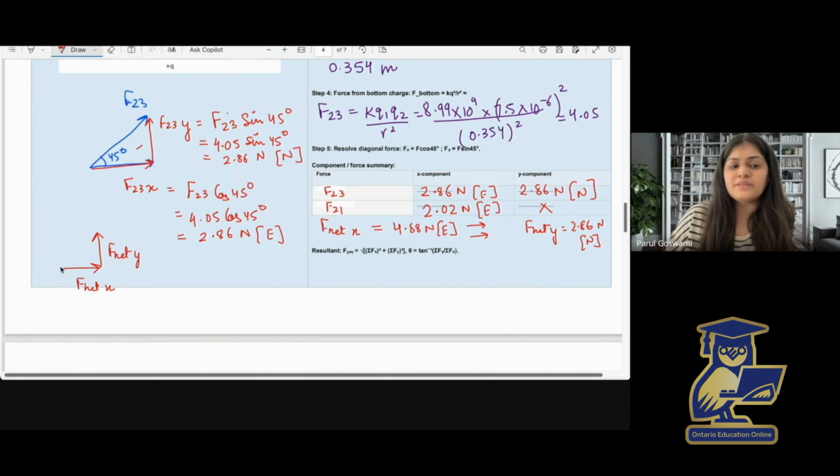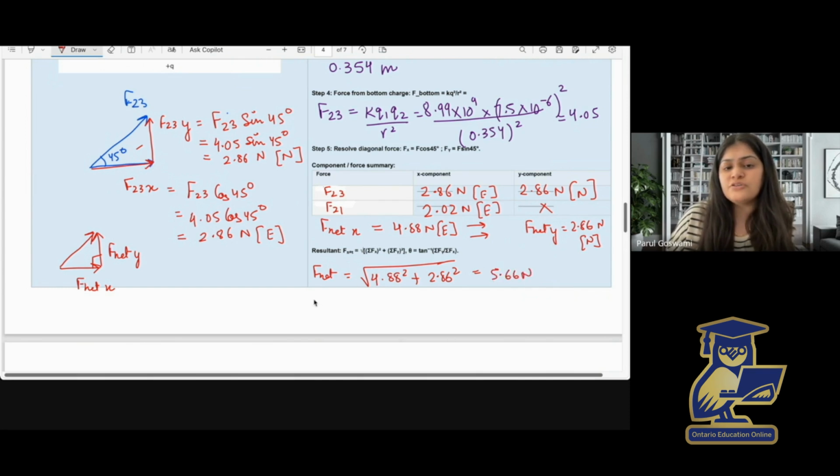And again, using the Pythagorean theorem, we can get the resultant, which is the hypotenuse of this right angle triangle. So F net can be calculated as the square root of F net x squared plus F net y squared. So we can write this as 4.88 squared plus 2.86 squared. If you solve this using the calculator, we will get 5.66 Newton as the whole F net.